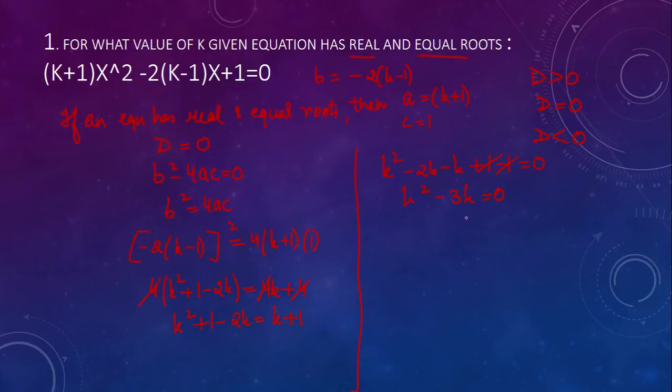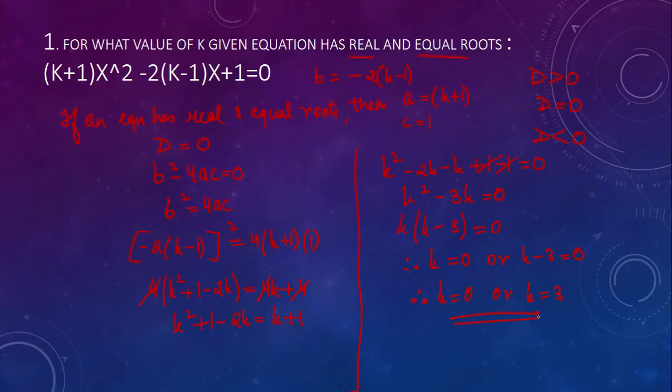Please don't make the blunder of just taking this here, because then you will get only one value for k. We have to get two values for k. So take k common here. k minus 3 is equal to 0. Therefore, k equal to 0 or k minus 3 equal to 0, because any one of them has to be 0 for the product to be 0. Therefore, k equal to 0 or k equal to 3.